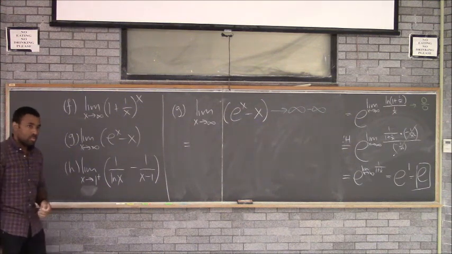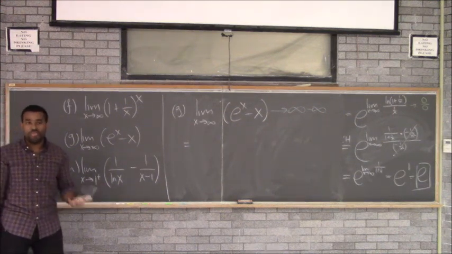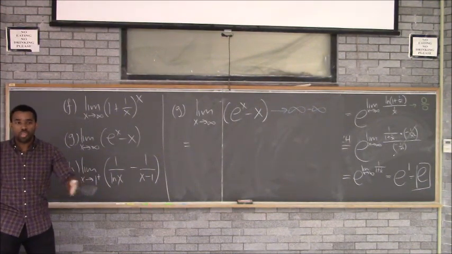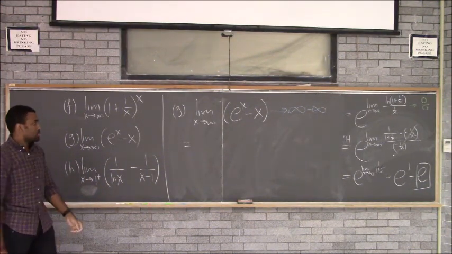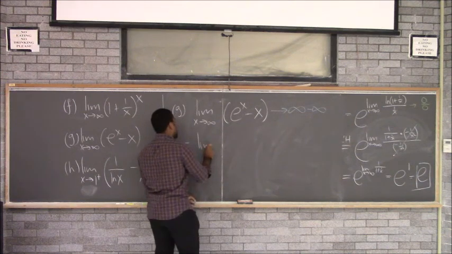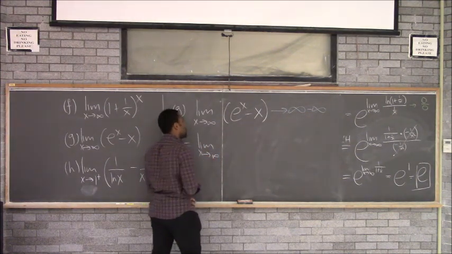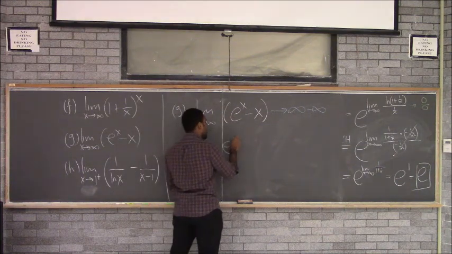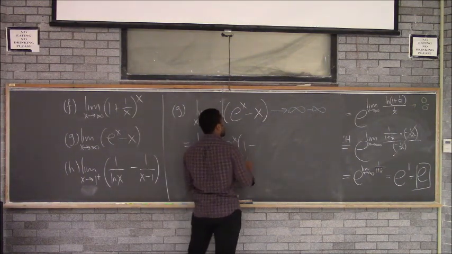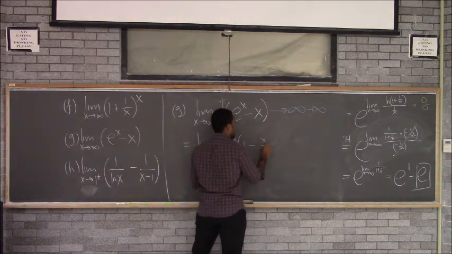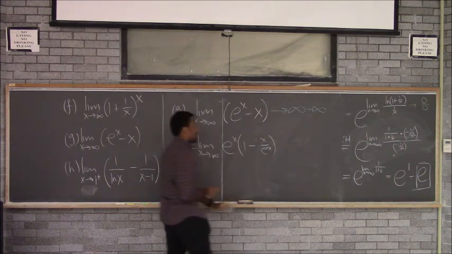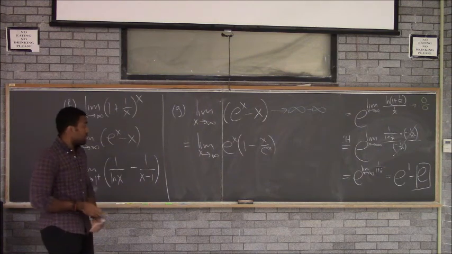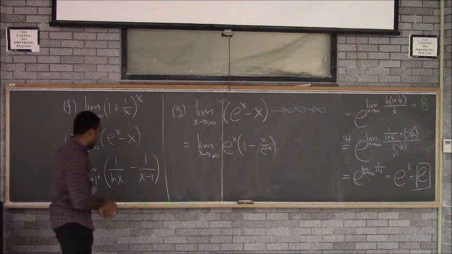Yeah? Factoring. That's literally what factoring is, right? To take a sum of things and write it as a product of things. What would you factor? E to the x. Okay. 1 minus x over e to the x. Okay. So now that looks like a product. Now, what does that product actually look like?